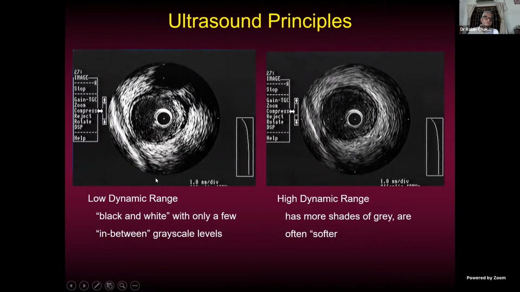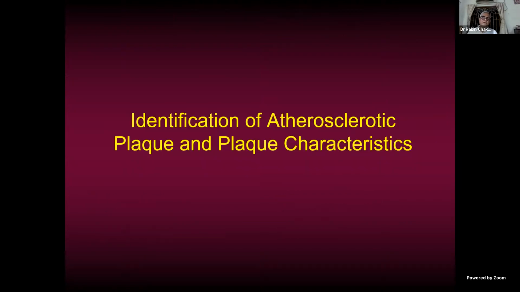In the ultrasound principle, there could be low dynamic range, which is black and white with only a few grayscale levels in between. And nowadays we can have a high dynamic range, with more shades of gray that are often softer. So with time, we are actually getting a higher dynamic range of ultrasound. Therefore, we get better image quality, and even the character of the image can be better identified.